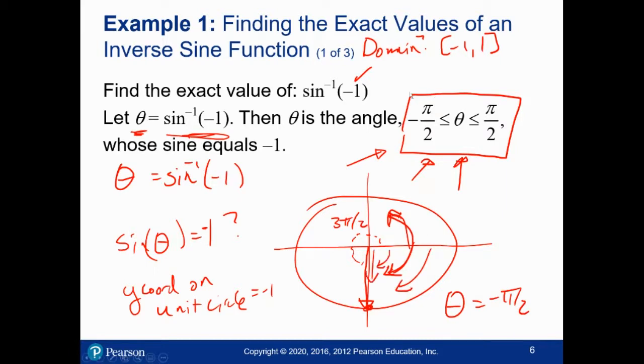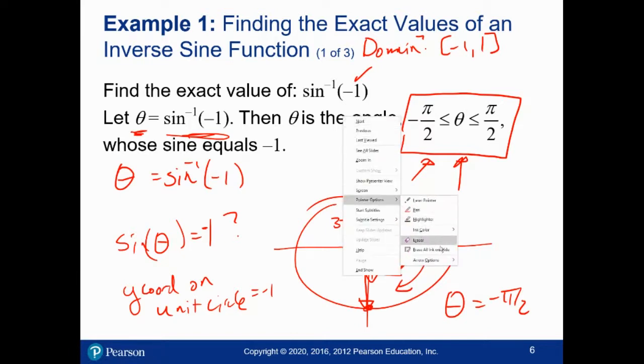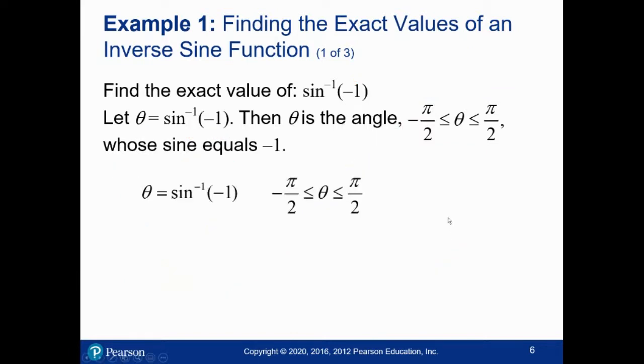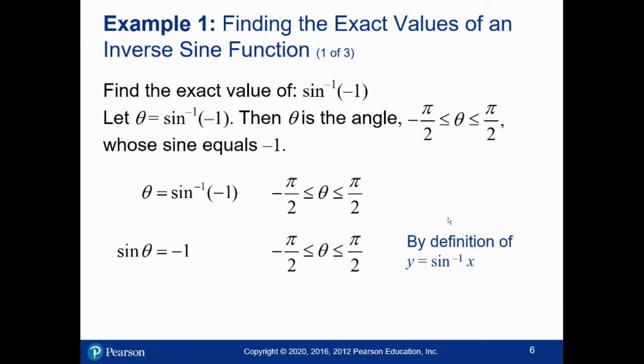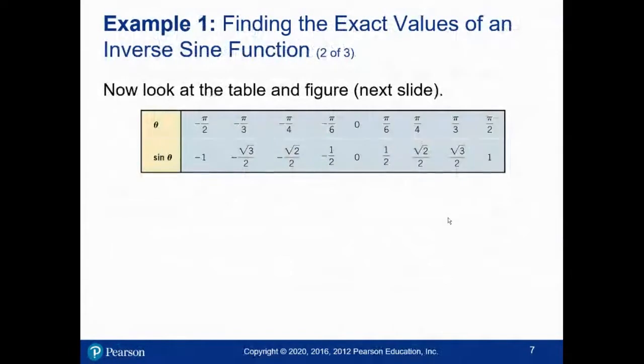Okay, I'm going to clear out my marks because I'm going to answer the question here with nice fancy writing. So again, we set theta to be the angle whose sine is -1, specifically the angle between plus or minus pi over 2. So the sine of theta must be -1. Okay, and if we look at the table of values we know, what's an angle whose sine is -1, specifically between positive and negative pi over 2? The only one whose sine is -1 is right here at -pi over 2.